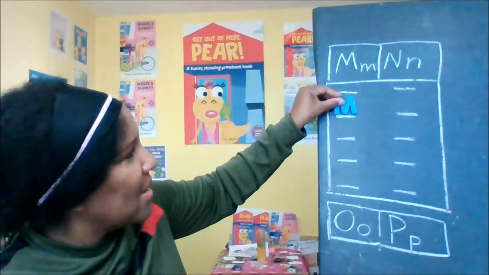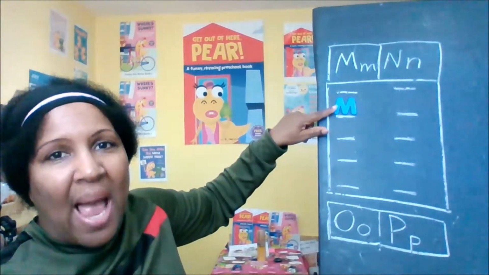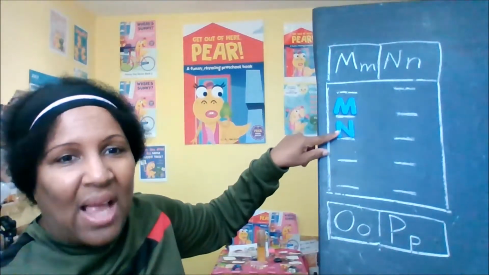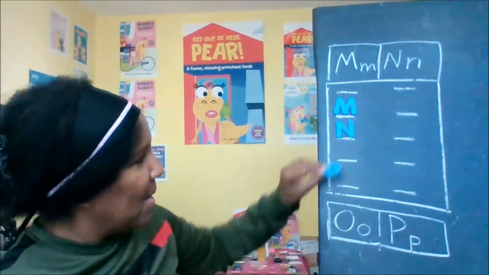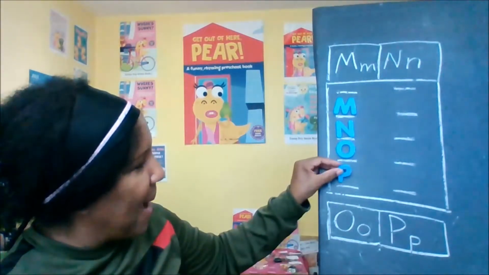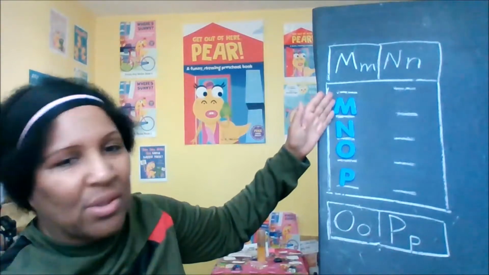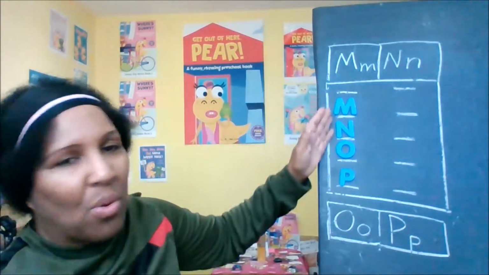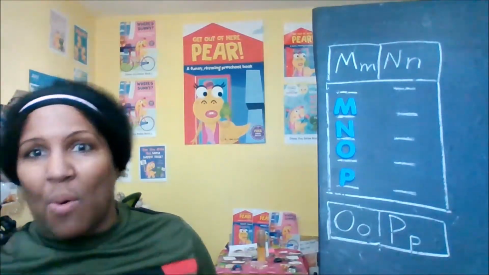Here's capital M, capital N, capital O, and capital P. I can also call these the uppercase letters. They're capital letters or uppercase, or the big ones.